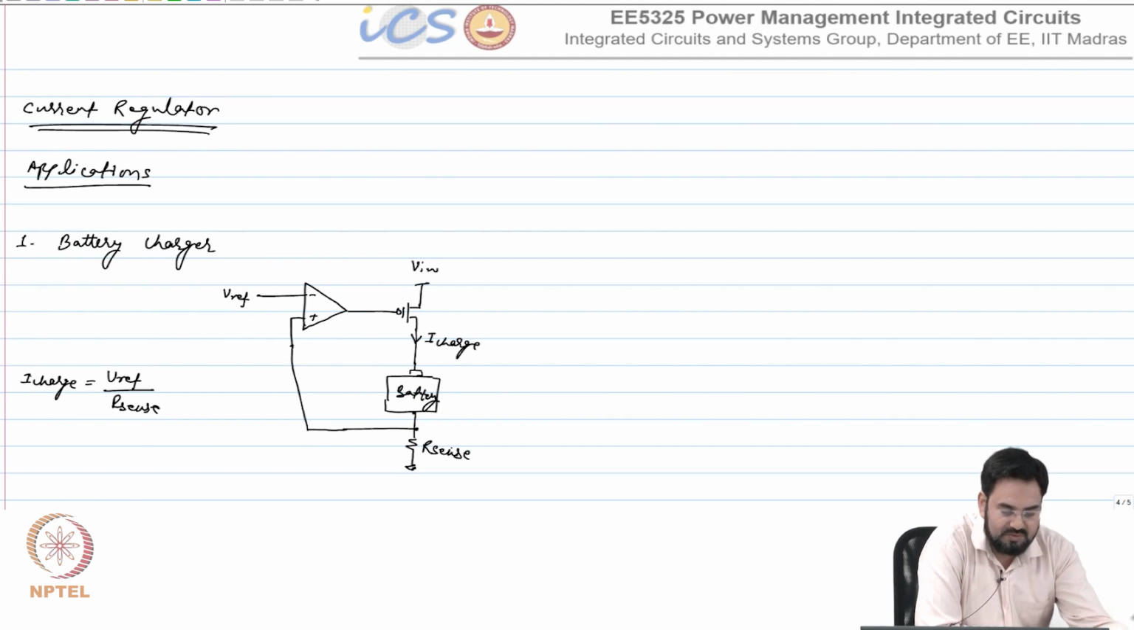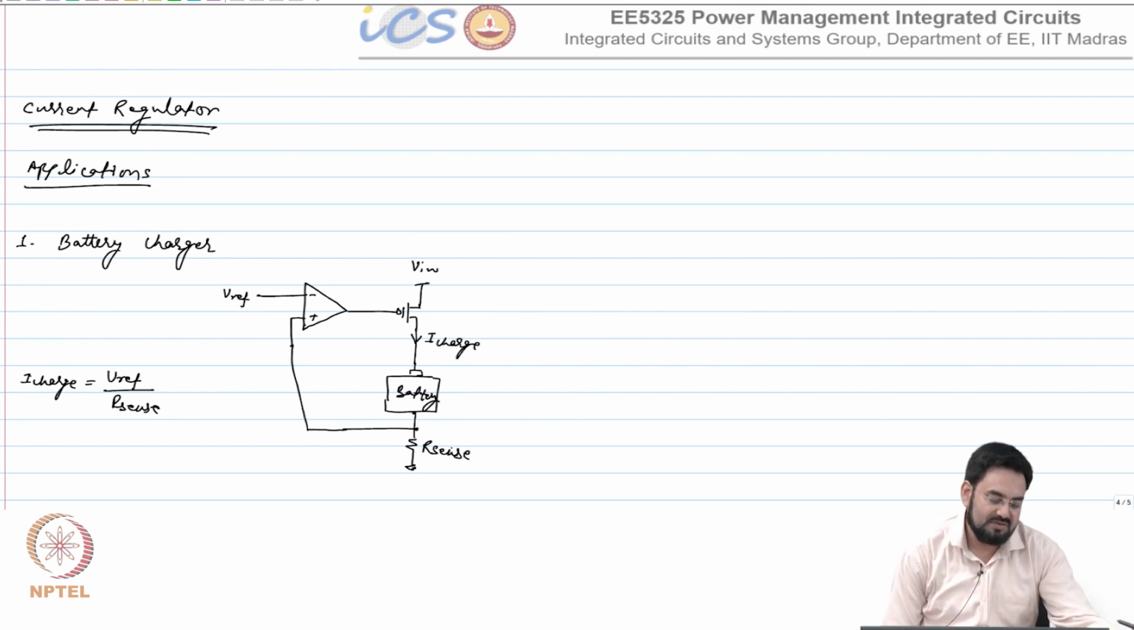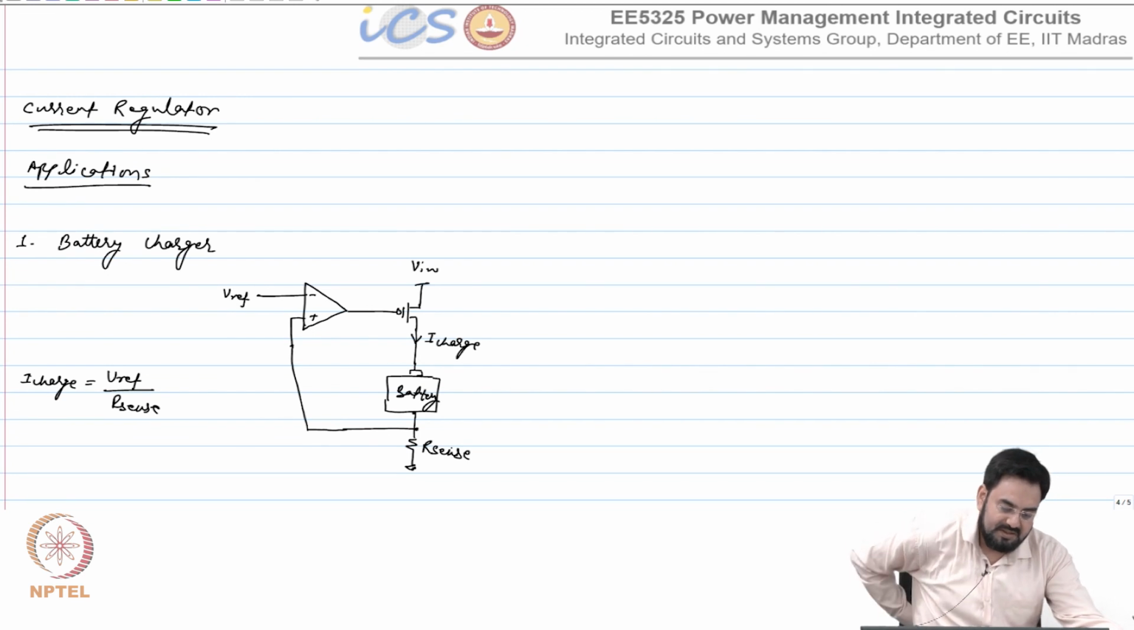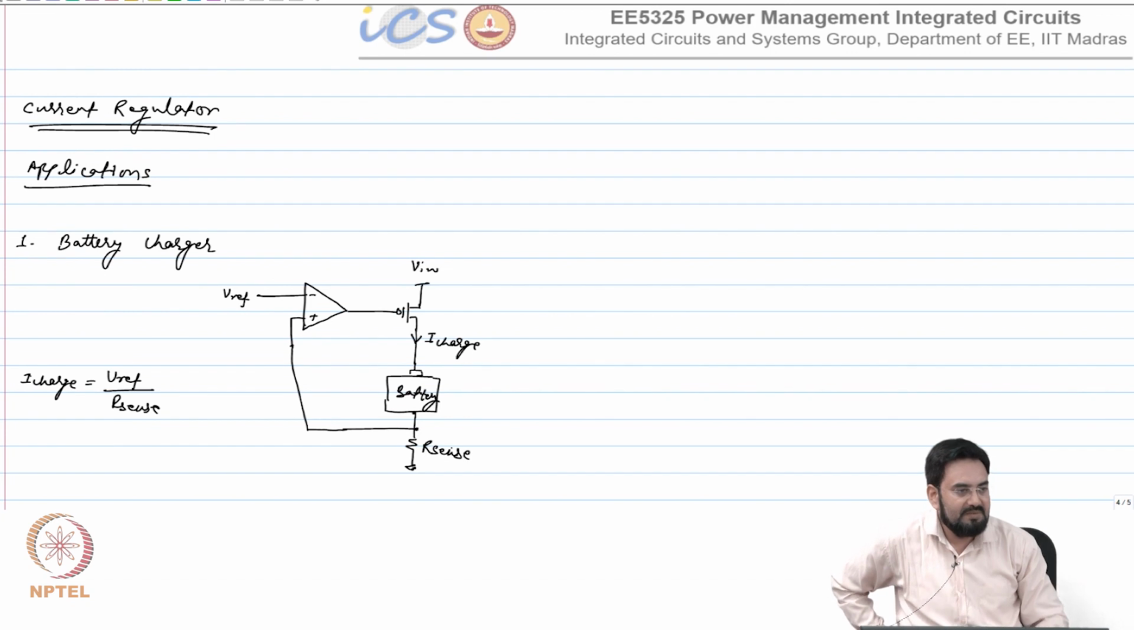We don't use such a high value because you will be losing I square R losses there and you don't want to lose efficiency. So due to efficiency reasons, most of the time we choose order of tens of milliohm or at max 100 milliohm or so. So your Vref you can choose 100 millivolt, and for 1 amp current choose R sense of 100 milliohm. Okay, so this is the one application. What could be the other application?